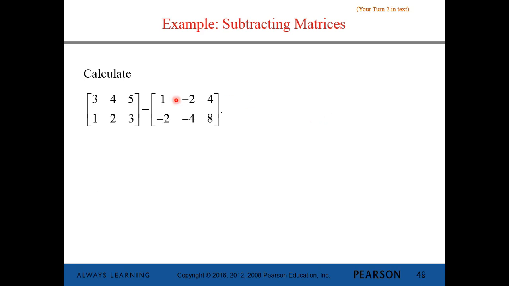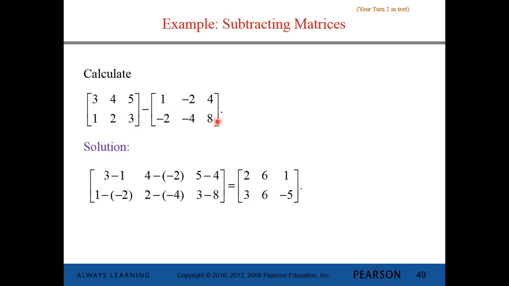So if we look at these two, we're going to subtract corresponding elements because they are of the same size. So 3 minus 1 is 2. 4 minus a -2 is going to be 6. 5 minus 4 is 1. 1 minus a -2 is 3. And then 2 minus a -4 is 6. And 3 minus 8 is a -5. And there we go. And so there's our matrix.